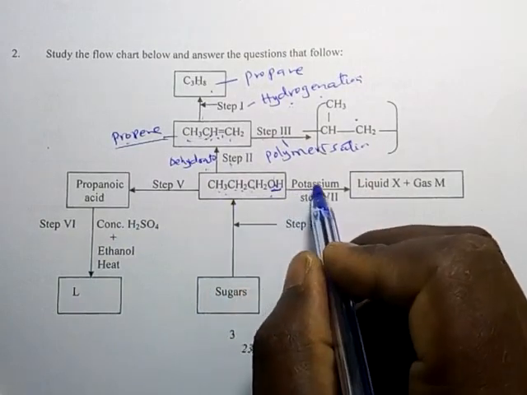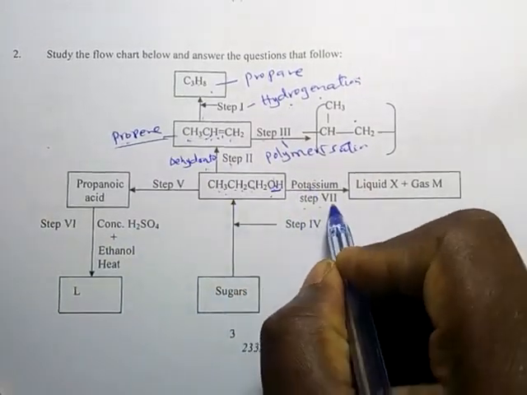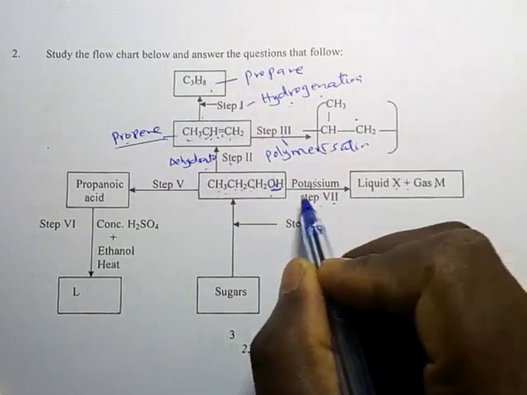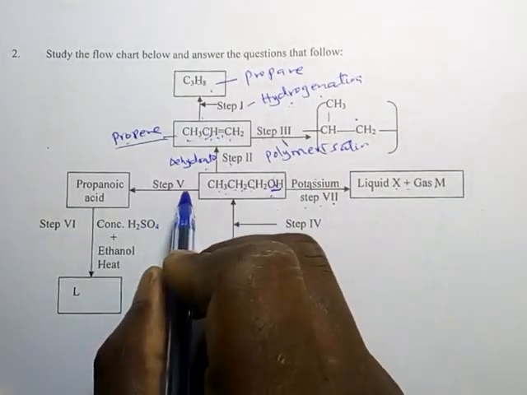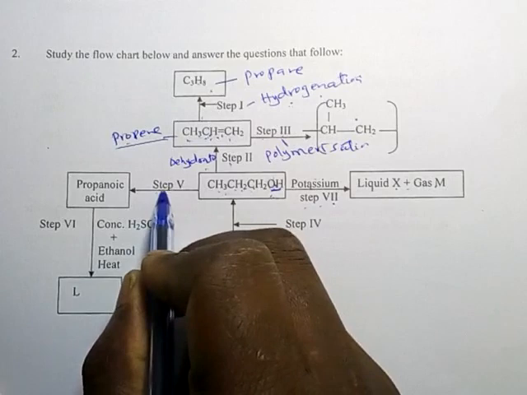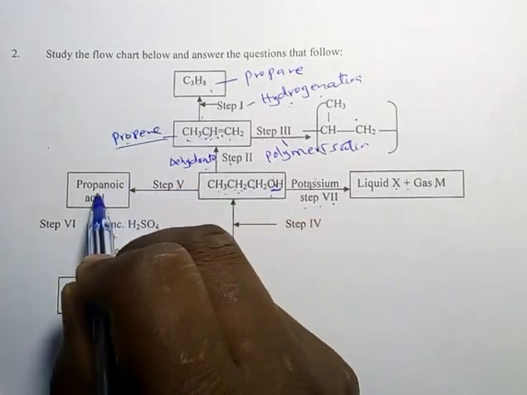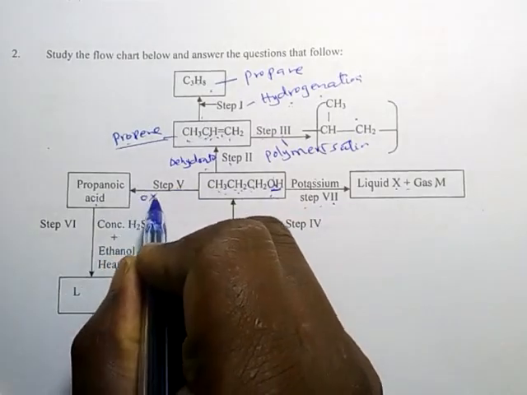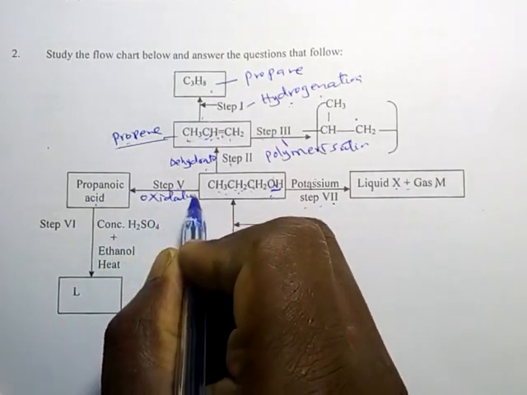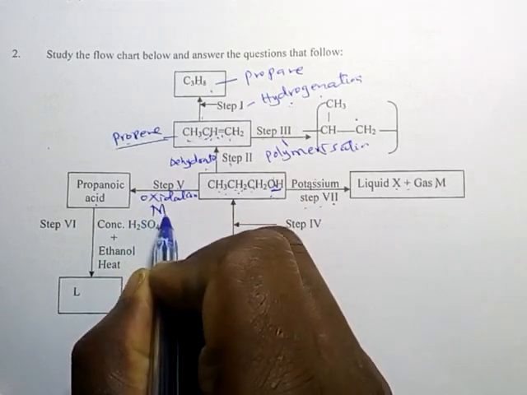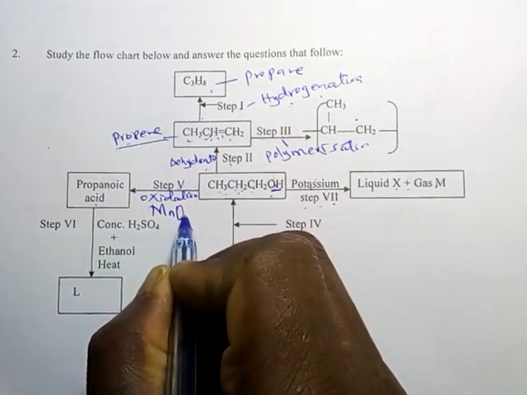Ethanol is reacting with potassium in step 7 to form liquid X plus gas M. That is okay. Step 5, ethanol is reacting and is forming propanoic acid. That is oxidation. Remember, oxidation requires acidified potassium permanganate. Acidified potassium permanganate.